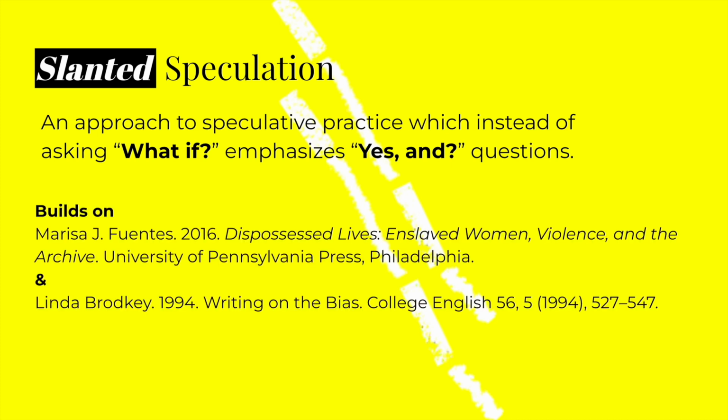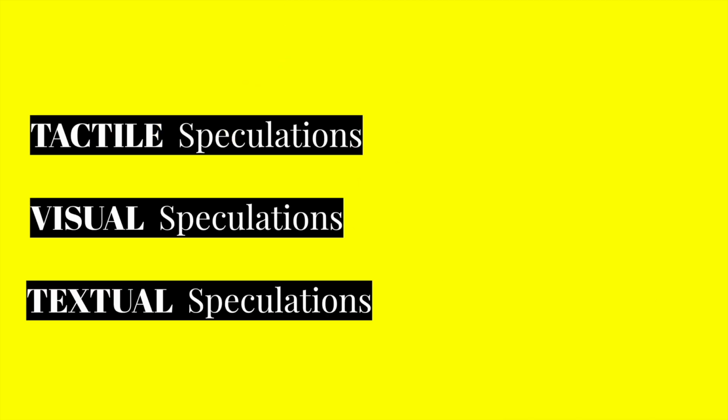This research builds on the work of historian Marisa Fuentes and English scholar Linda Brodkey. In this presentation, we focus on 3 pieces out of the 9 featured in the pictorial. Each of these pieces engage with a different form of how machine learning bias might manifest. These forms are tactile, visual, and textual.